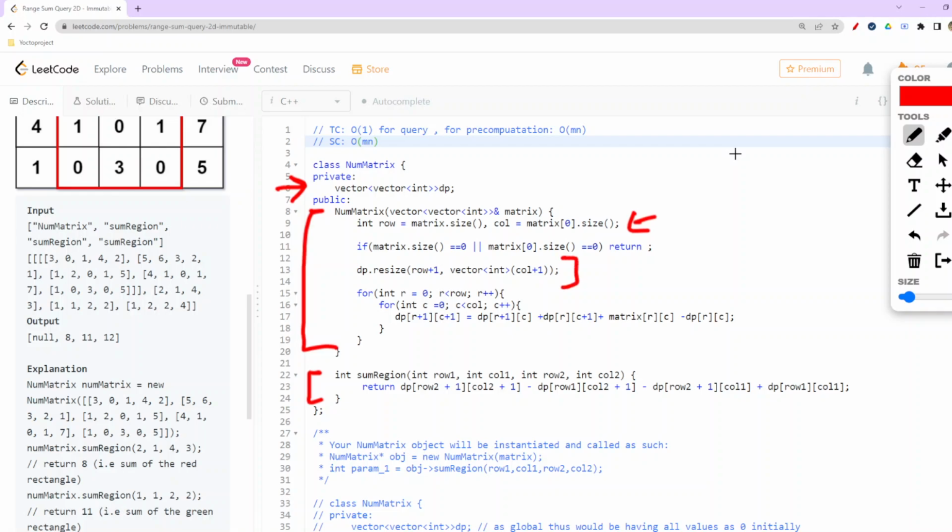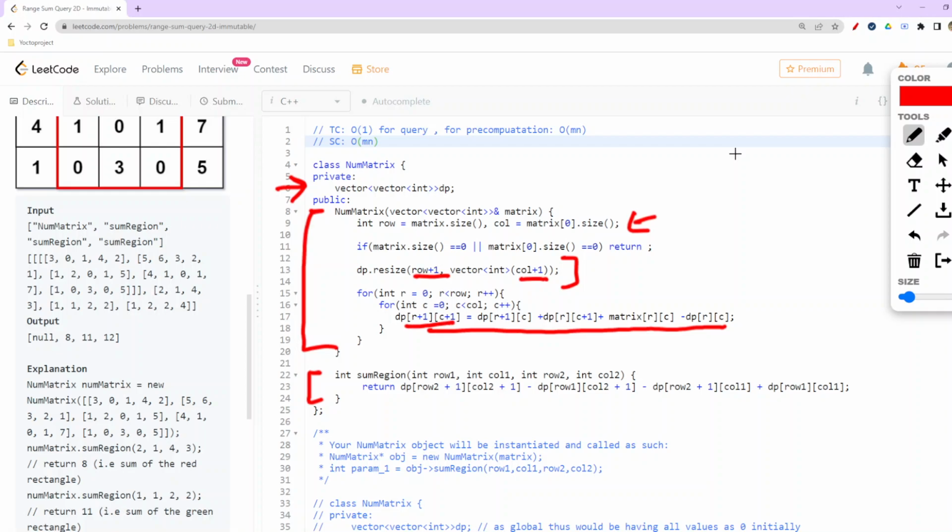Then resizing our DP. Here I am taking row plus 1 and column plus 1 rather than row and column. Because if I would have taken row and column, then I would have been required to check if row equals 0, then my sum would have been somewhat different. If column equals 0, then it would have been somewhat different. And if both of them are 0 at the same time, then also I would have required a different check. Because the way we are calculating, it requires the previous one also. Basically it is not required for the previous one but only the present one, and we are calculating for the previous for the next one.